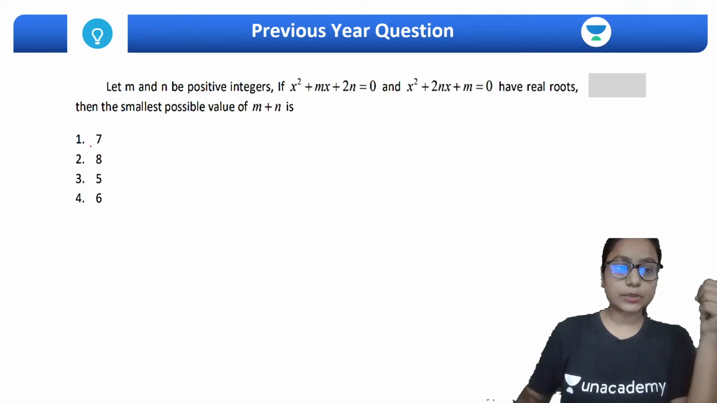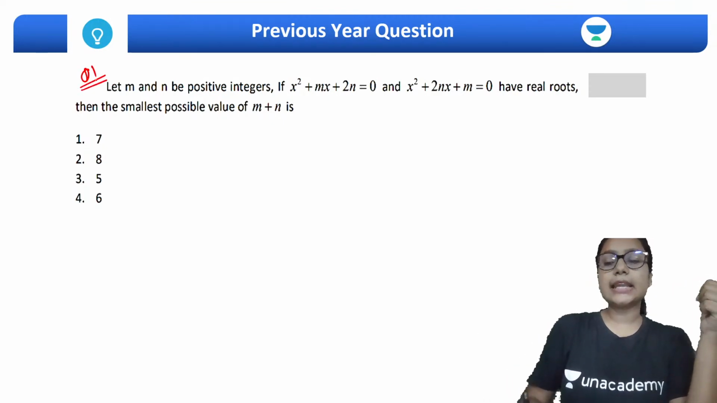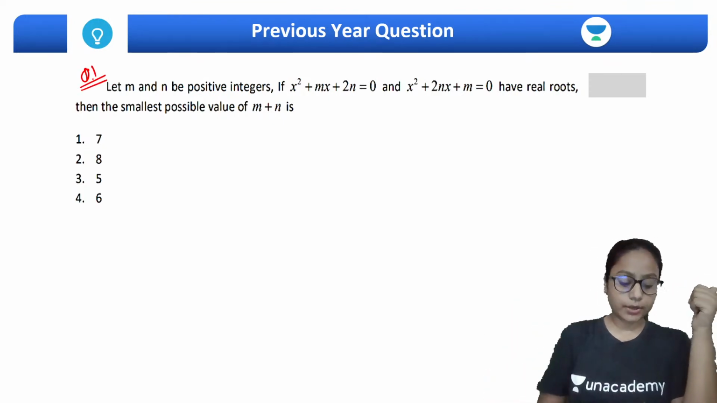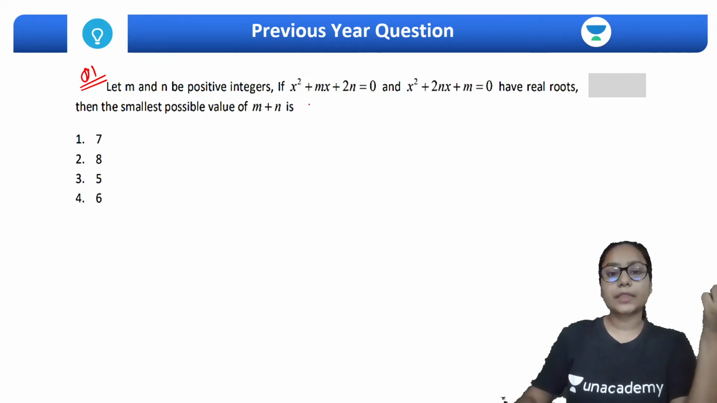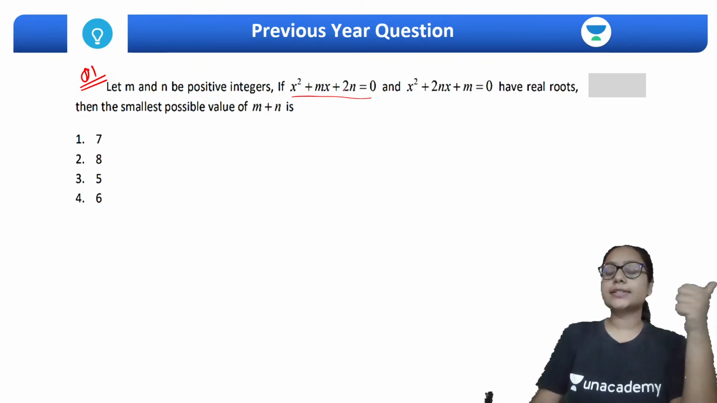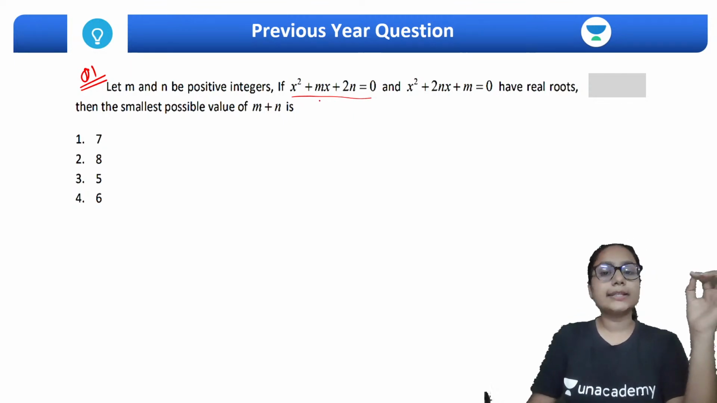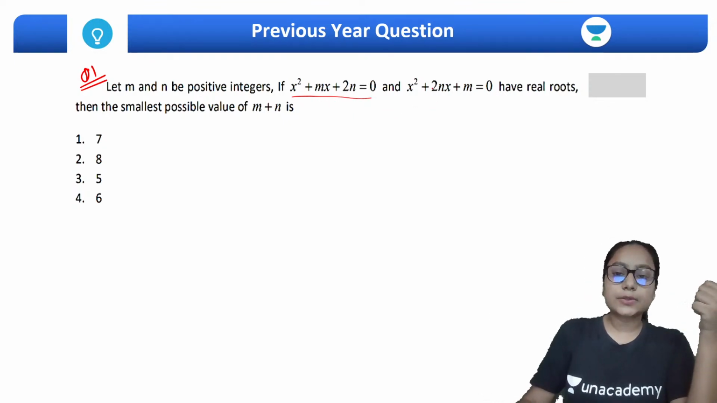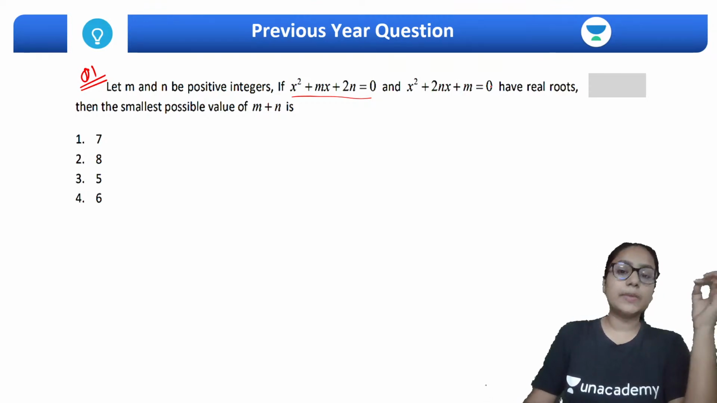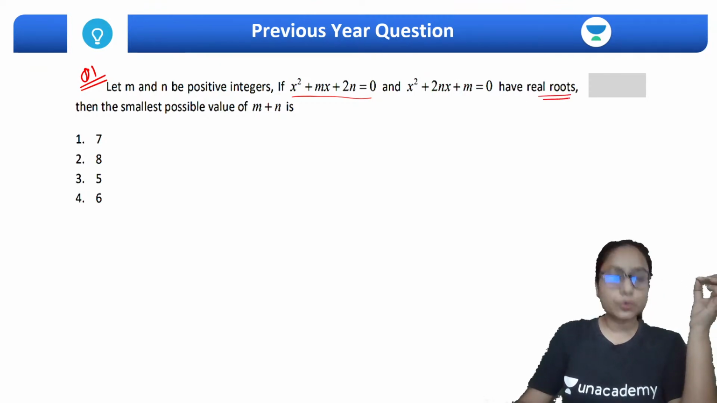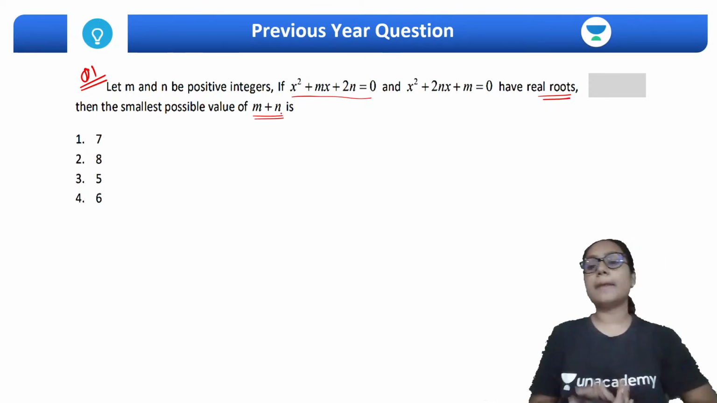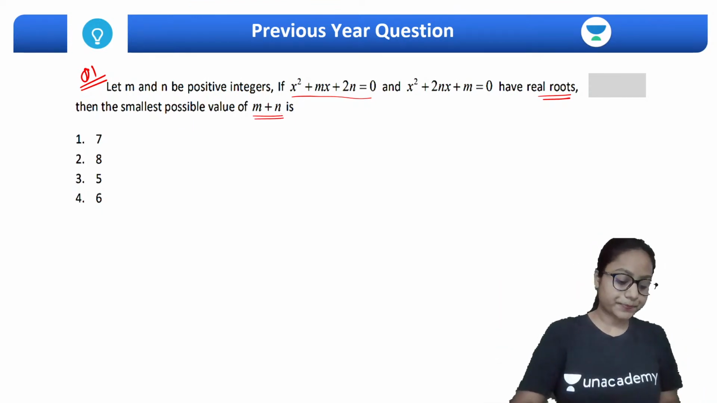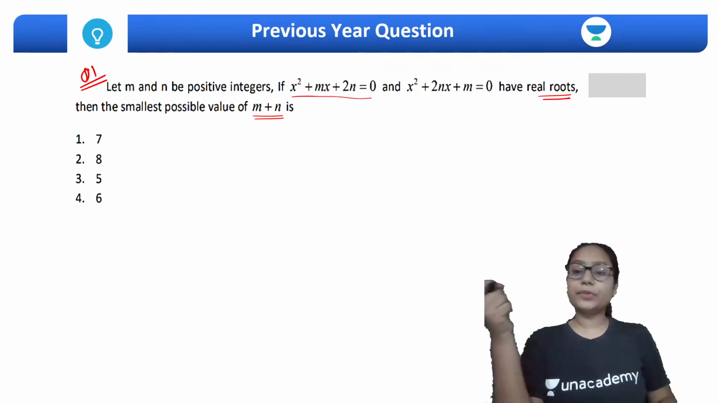So here is the first question for all of you. Please read the question and try to solve it. It is given that m and n are positive integers. These are quadratic equations, x square plus mx plus 2n is 0 and x square plus 2nx plus m is 0, and they have real roots. Then find the smallest possible value of m plus n. Please try it, everyone. I hope the question is clear.